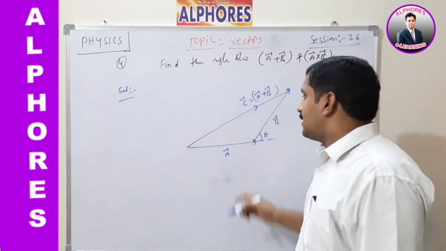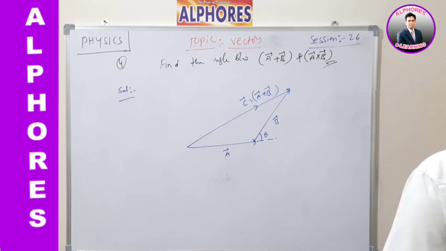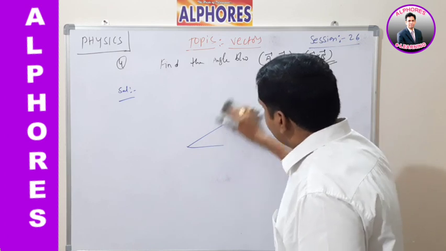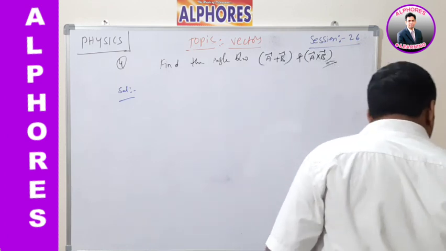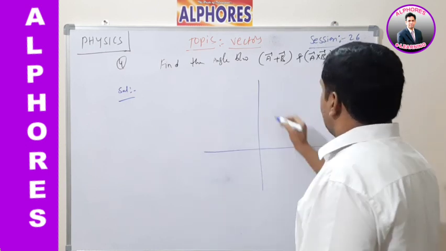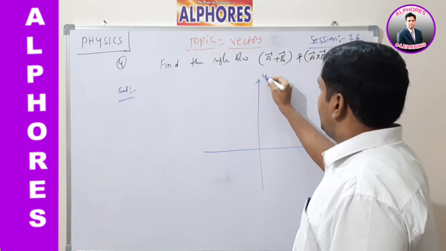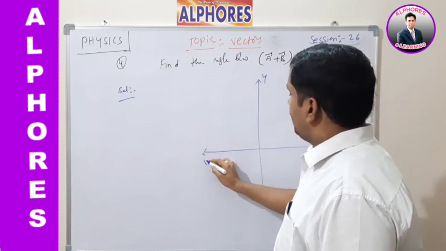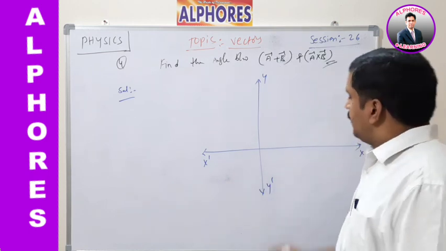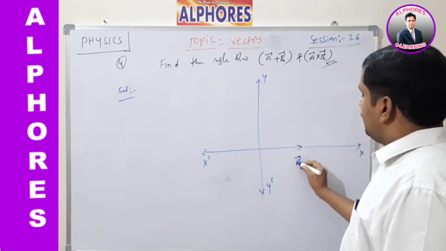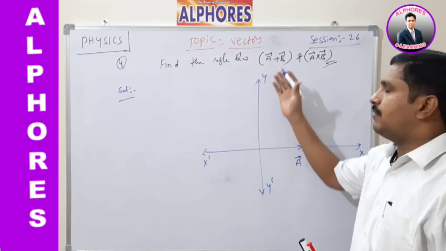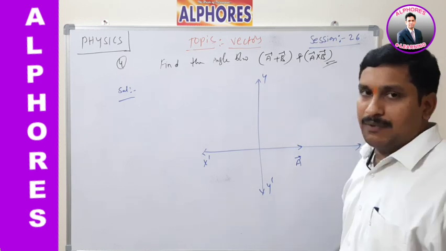Are you clear? Now listen carefully. So I have to give one diagram for this. For example, I am taking this as the x axis, this as the y axis. For simplicity, I am taking this x dash, and let us say this is y dash, meaning the negative y direction and x dash direction. Now here I am taking one vector, this is a bar, which is oriented along the x axis. This is my assumption, in order to get the angle between a bar plus b bar and a bar minus b bar.